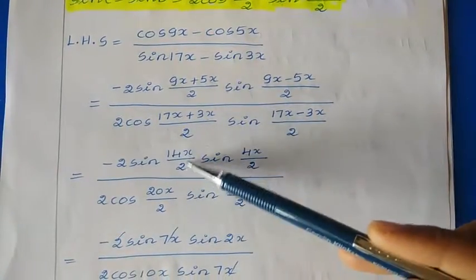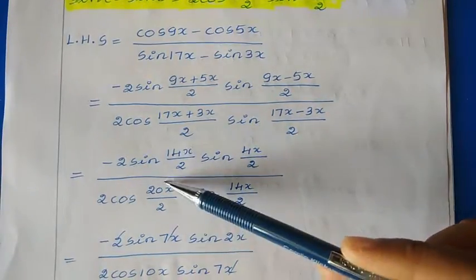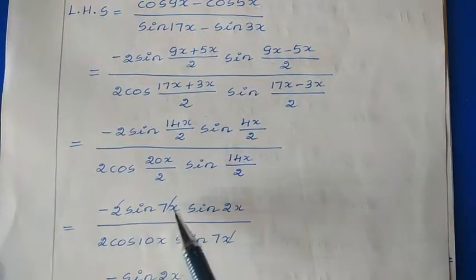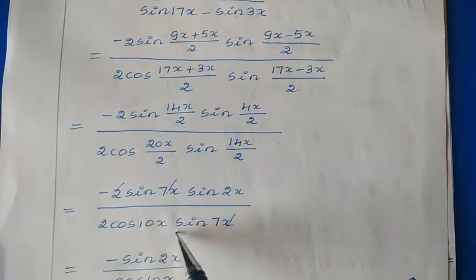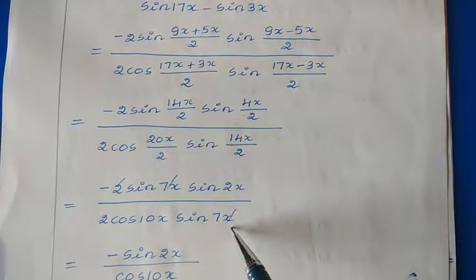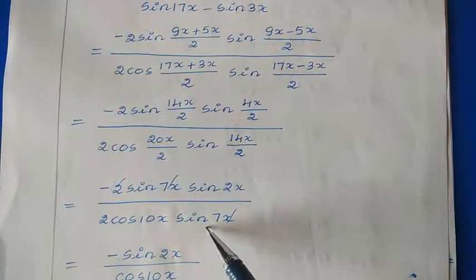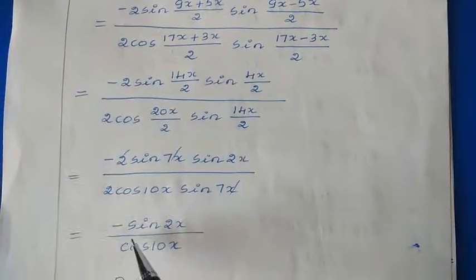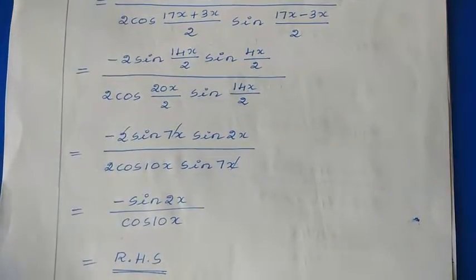So after cancellation, the 2s cancel, the 7s and the 10s remain. So I get the answer minus 2 sin 7x into sin 2x divided by 2 cos 10x into sin 7x. See here, we can cancel sin 7x and sin 7x as we have this value in the numerator as well as in the denominator. Next, you can cancel the 2 also. Then the remaining value is minus sin 2x divided by cos 10x, which is equal to RHS.